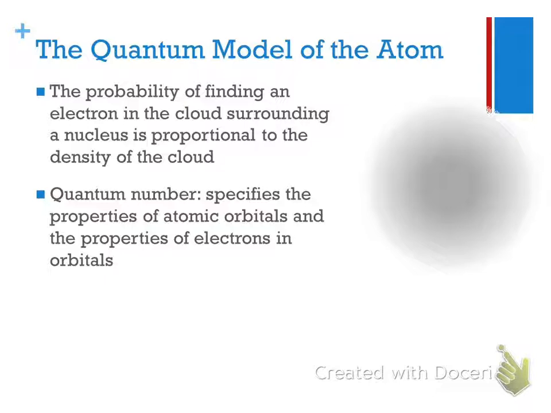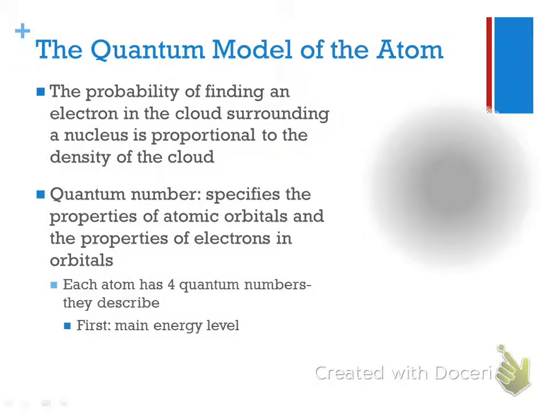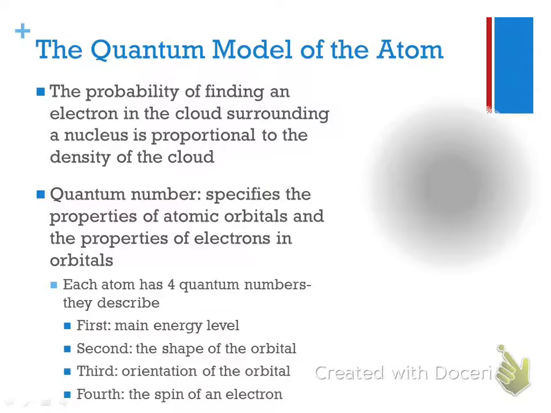Does that make sense? So using this quantum number, each individual electron has a quantum number, and it's going to tell you a couple different things. Okay? So each atom has 4 quantum numbers. They describe the energy level, the shape, the orientation, and the spin of the electron that's within that orbital. Okay? So a quantum number tells you a lot of information about where we can find that electron, what shape the orbital is, and the spin of the electron itself. Okay.